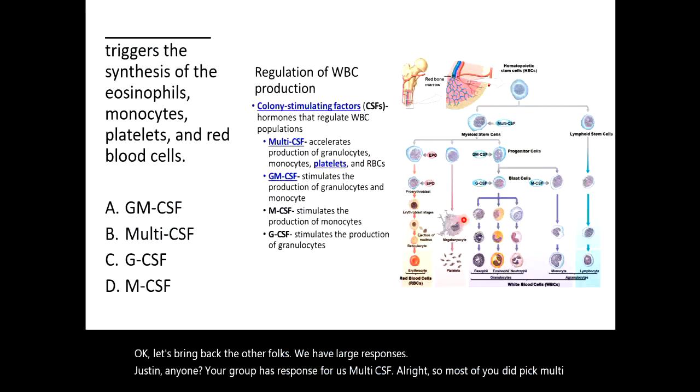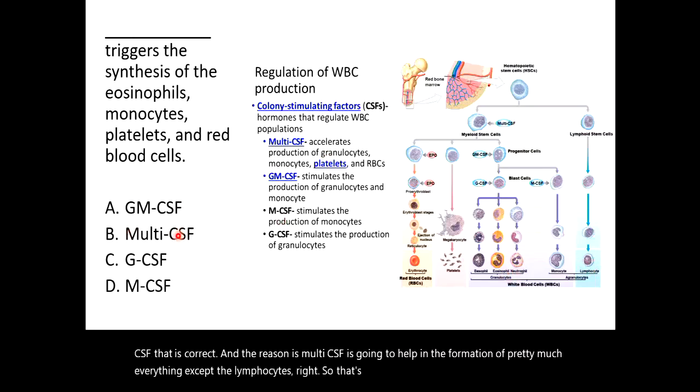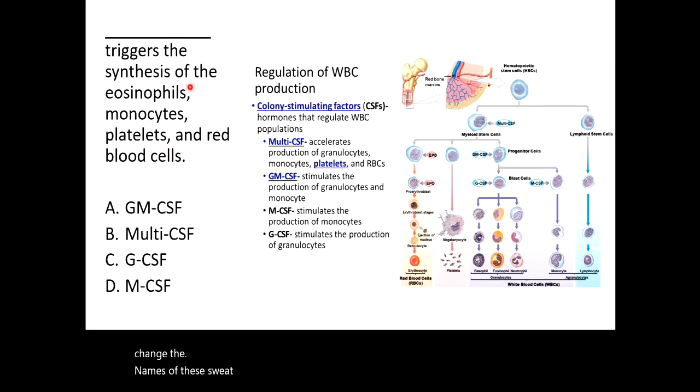All right, so most of you did pick multi-CSF. That is correct. And the reason is multi-CSF is going to help in the formation of pretty much everything except the lymphocytes, right? So that's why multi-CSF is the right answer. If I were to change the names of these white blood cells, the answer will change accordingly. Would you be able to answer it, right? That's the question for all of you.